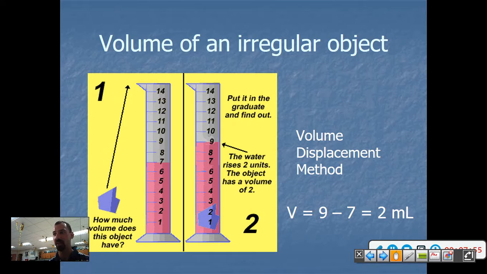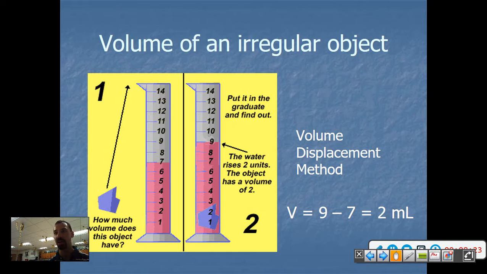You take an empty cylinder and fill it to a certain level, whatever happens to be measurable, and this happens to be 7 milliliters. Then I drop my object in, and you see how much it raised by. It went from 7 to 9, so 9 minus 7 gives you that the object's volume is 2 milliliters. It's a simple little math thing, and if we do this in lab, you would actually measure that.